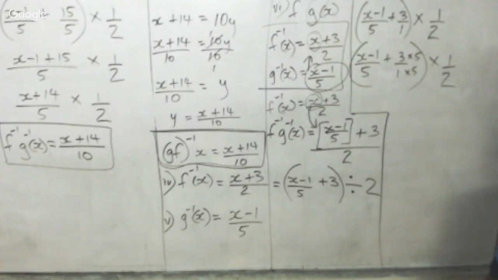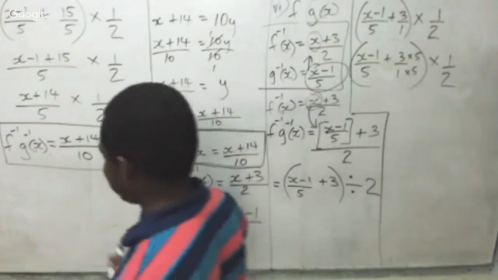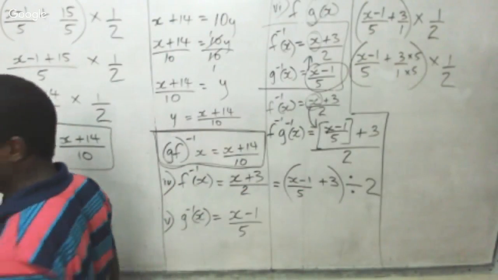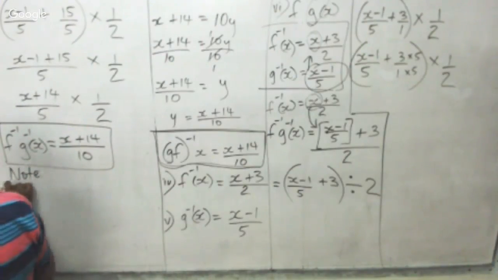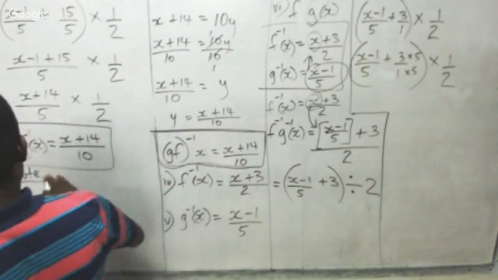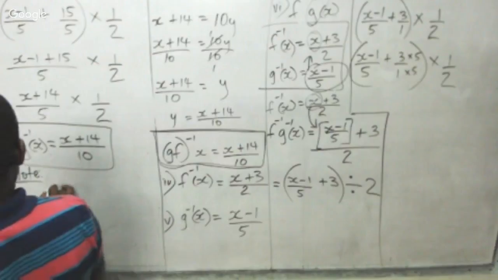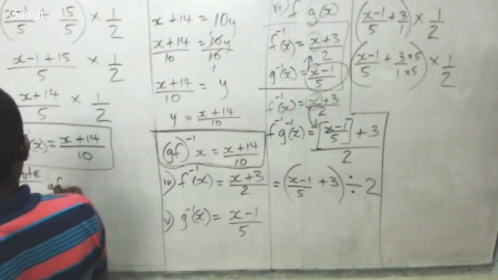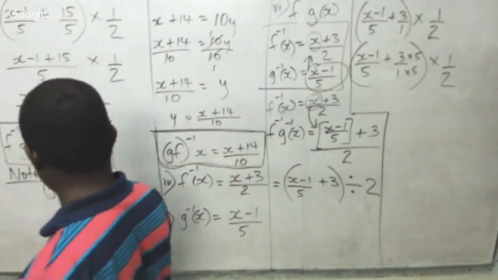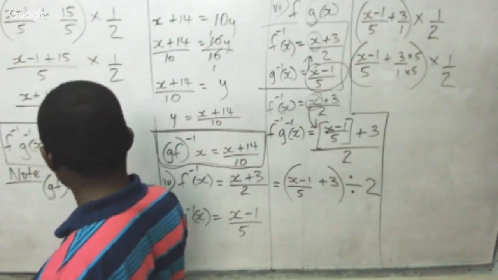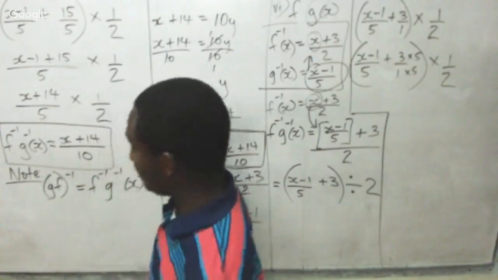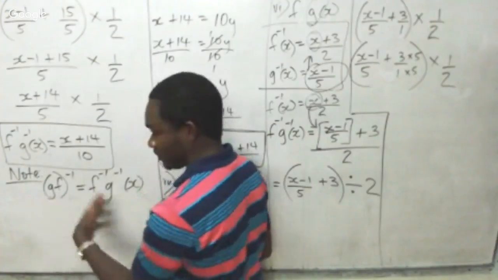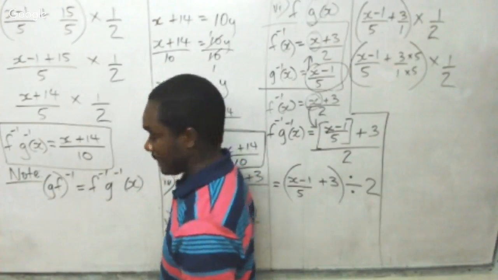But those of you who have a problem with the length, I was proving something for you now, so you can note this. Note that GF inverse is the same as F inverse of G inverse. That's what I need you to know. So if I ask you to work this one, you can work any one of them. It's the same thing. Don't work the one there.